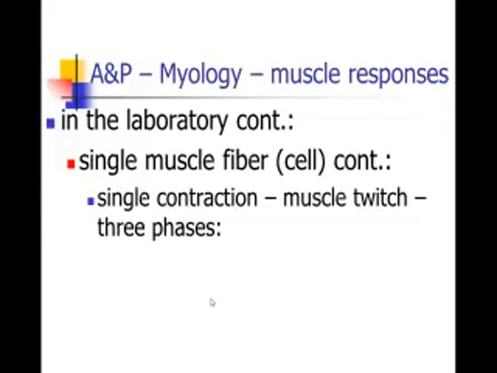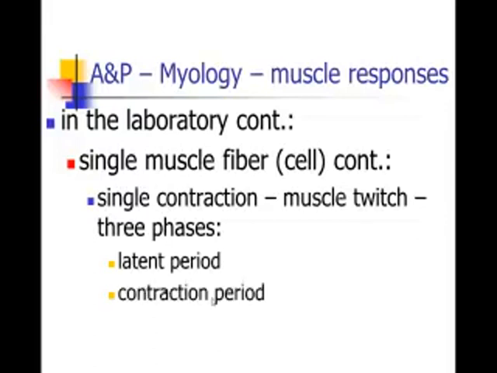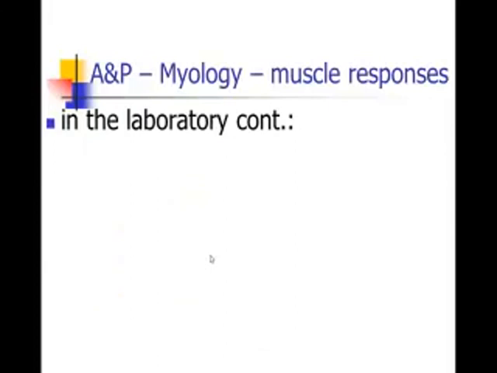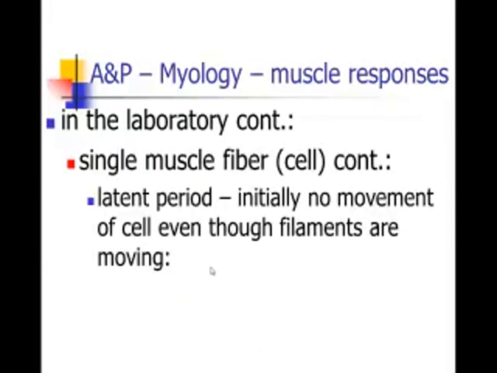There are going to be three phases of muscle twitch. One is going to be the latent period, contraction period, and relaxation period. Okay. And we'll talk about each of these in turn. We'll start with the latent period. So the latent period is at the beginning of the stimulation, and there is no movement.